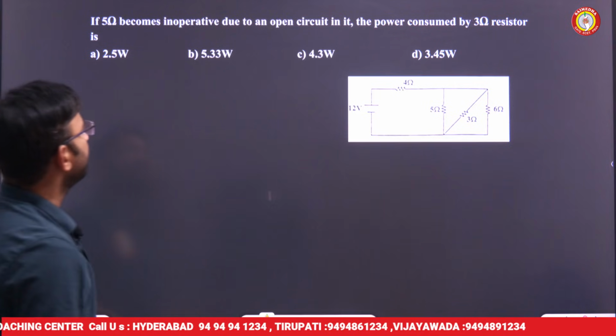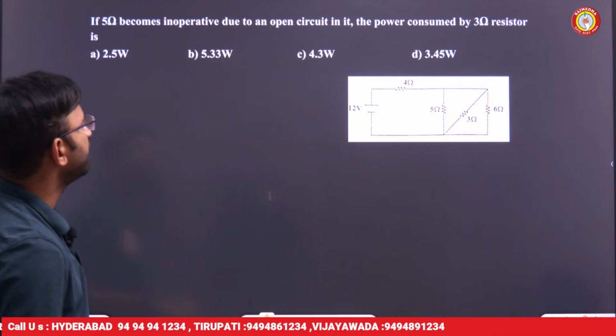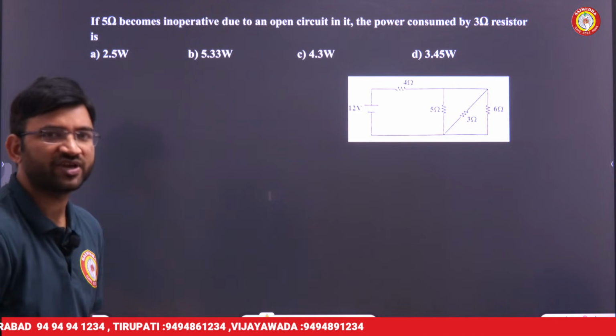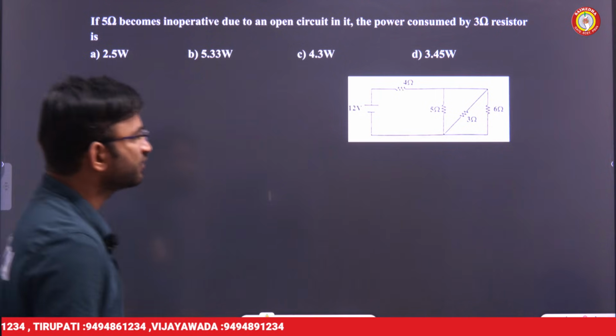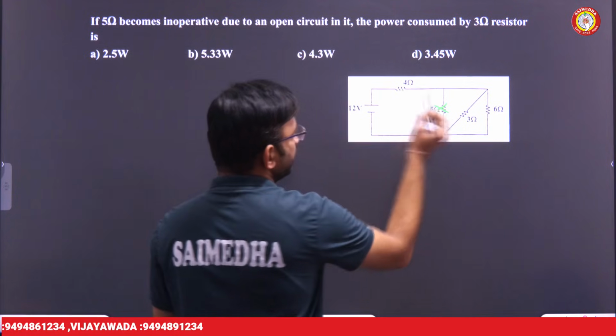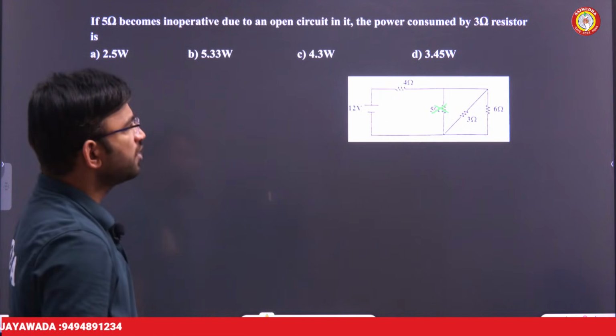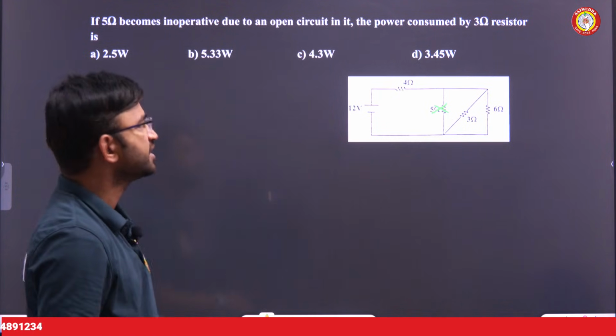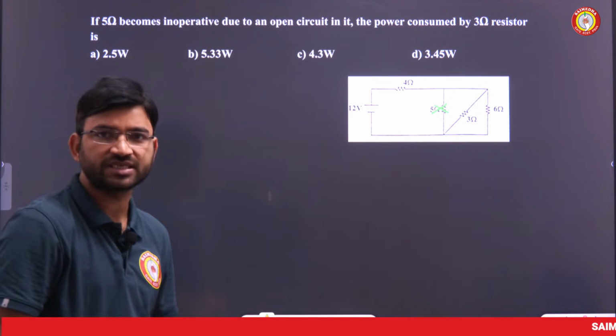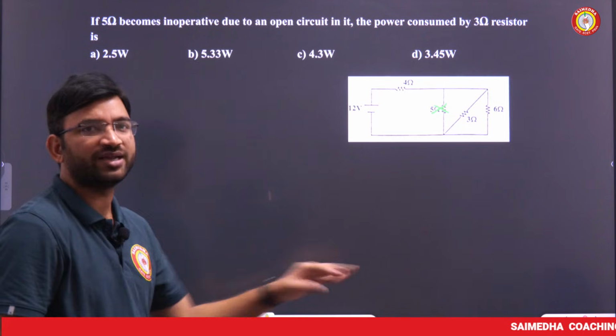Next one. A 5 ohm resistor becomes inoperative due to open circuit. Means the 5 ohm resistor is not there, it is eliminated. It is open circuited. Find the power consumed in the 3 ohm resistor. This also you can do in either of the ways, sir.